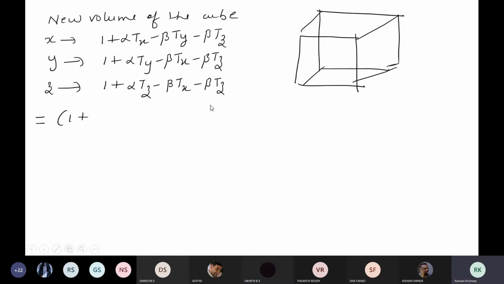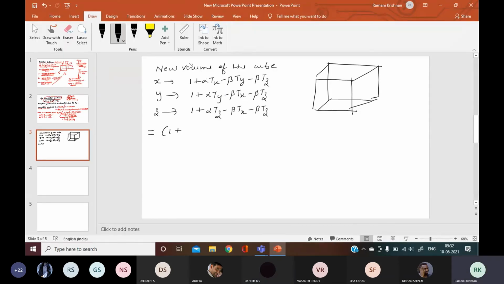Name of the student? Likit, ma'am. Likit. Okay, good. So you people are attentive. Good.